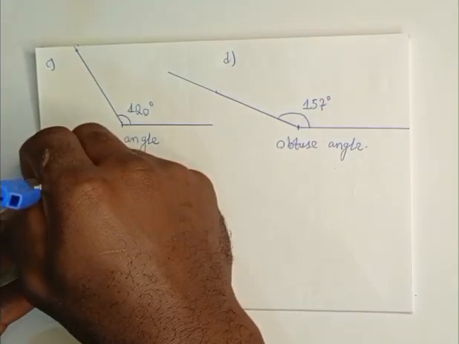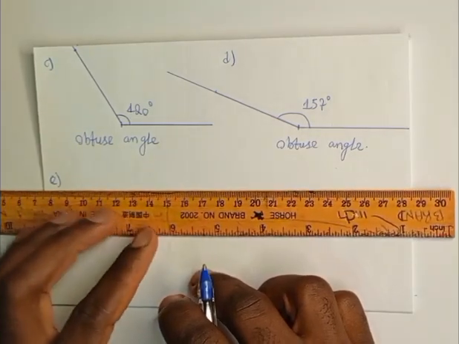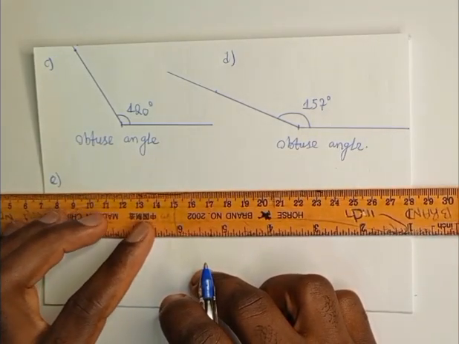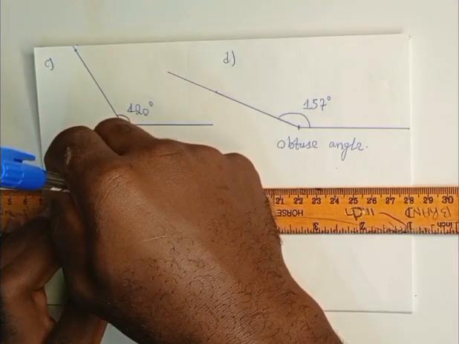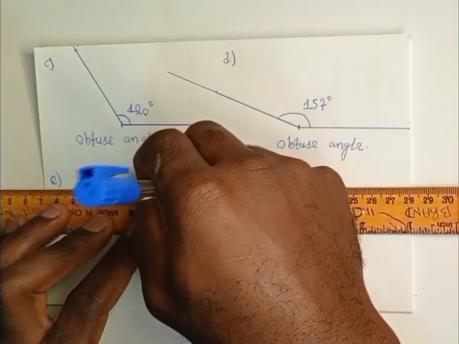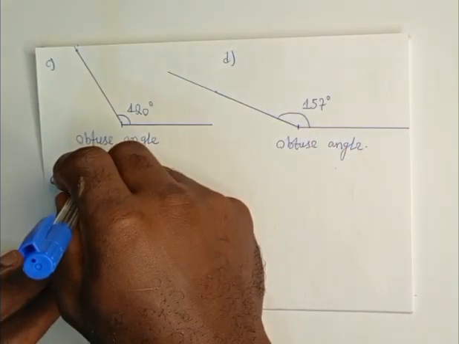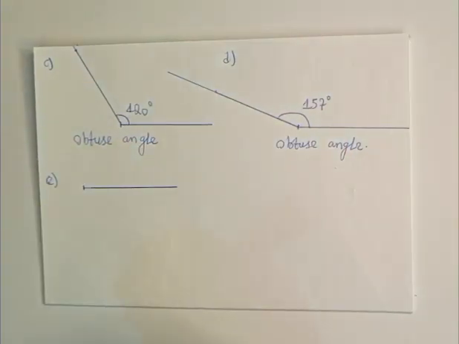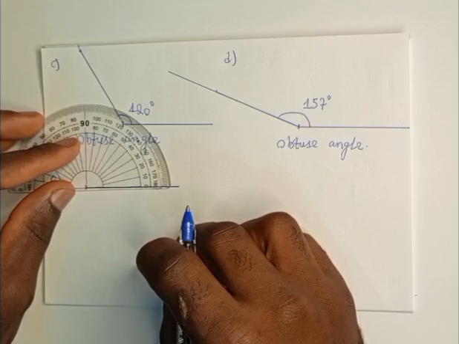We move now to E. For E, we have to draw an angle of size 250 degrees. We are going to start by drawing our initial line. This is the initial mark. Placing our protractor and arranging the protractor.